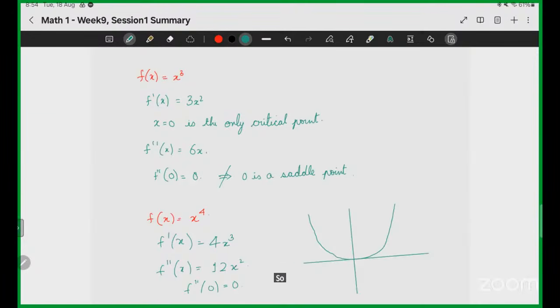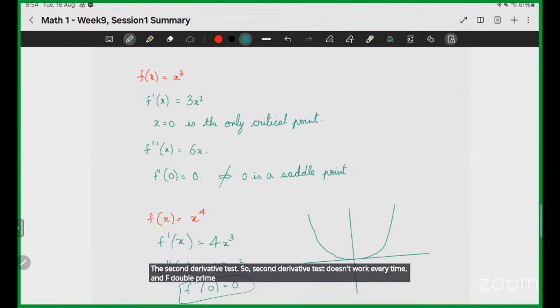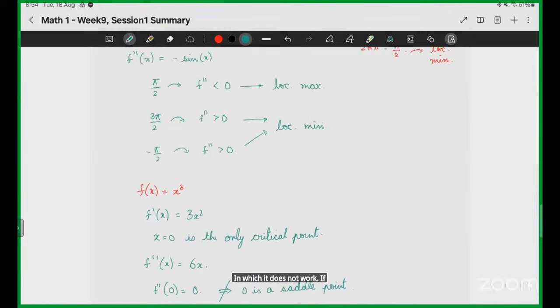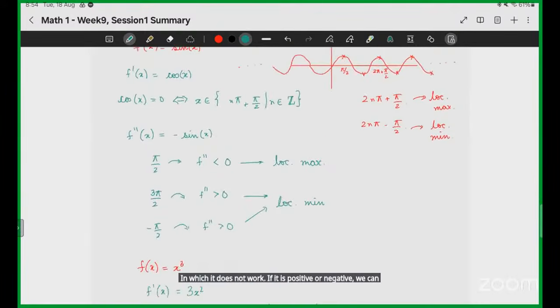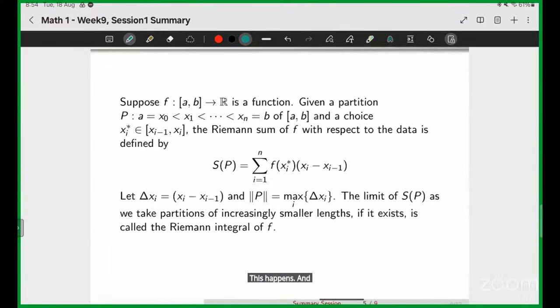So this is a minimum that is not detected by the second derivative test. So the second derivative test doesn't work every time, and f double prime of 0 equal to 0 is precisely the condition in which it does not work. If it is positive or negative, we can say this happens. And we have gone directly to Riemann sums.